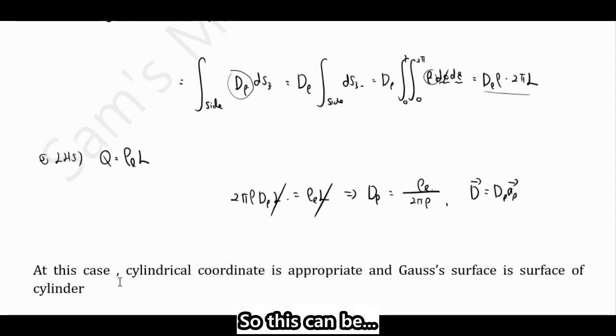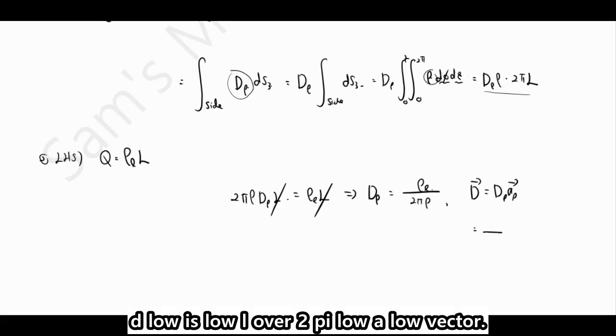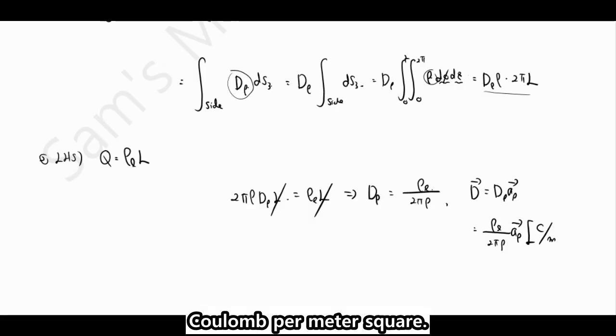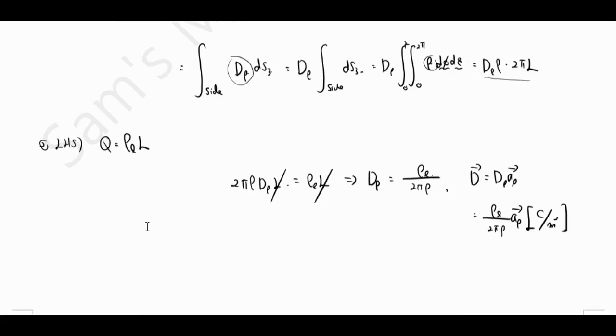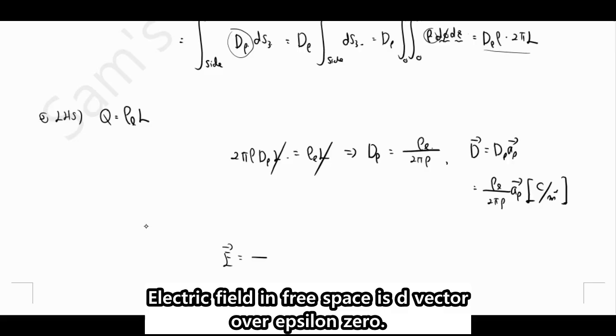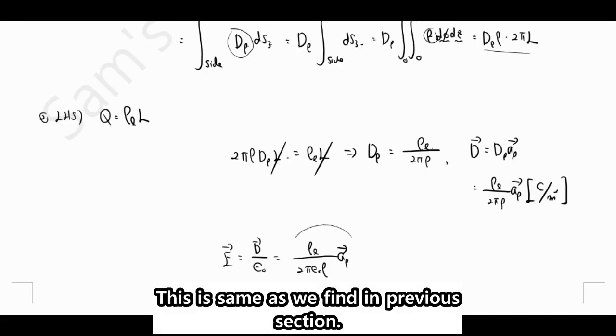So D is rho_L over 2 pi rho a_rho vector, in coulomb per meter square. This is the electric flux density of a line charge. How about the electric field? The electric field in free space is D vector over epsilon 0. So this is rho_L over 2 pi epsilon 0 rho a_rho. This is the same as we found in the previous section.